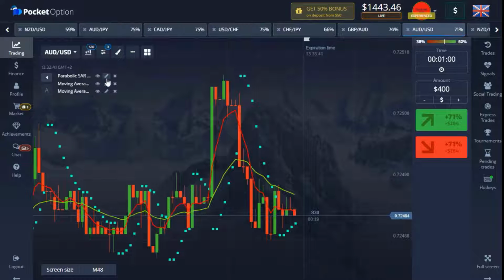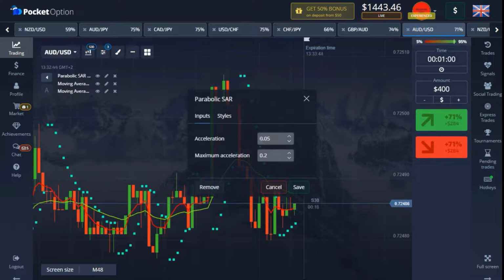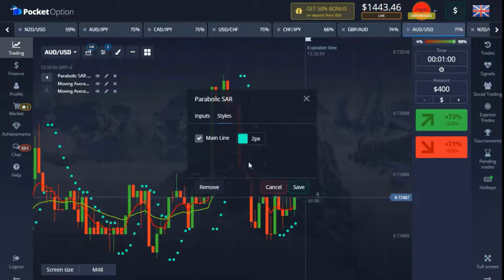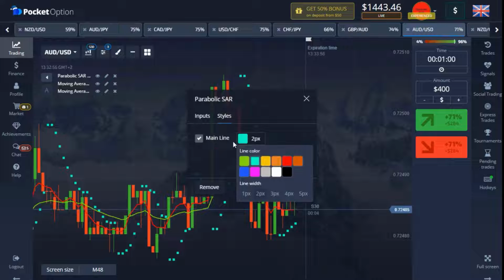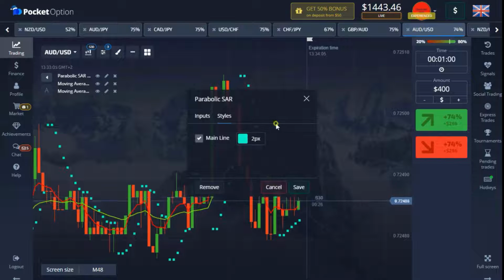The first one is Parabolic SAR. For the settings on the Parabolic, the acceleration input is 0.05, while the maximum acceleration is 0.2. In the styles, you can change the color. You can use the color you're comfortable with, but this is what I use. And I make sure the dot line is 2 pixels thick so that I can see the dots clearly.